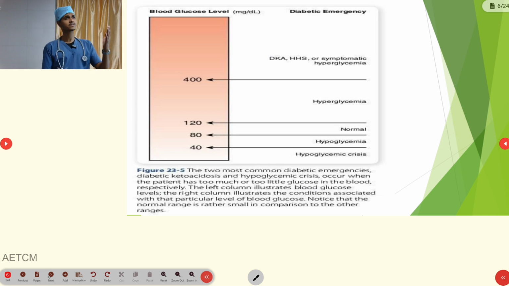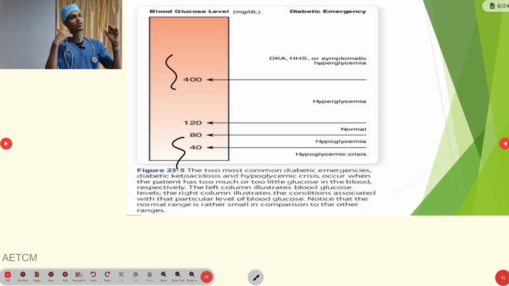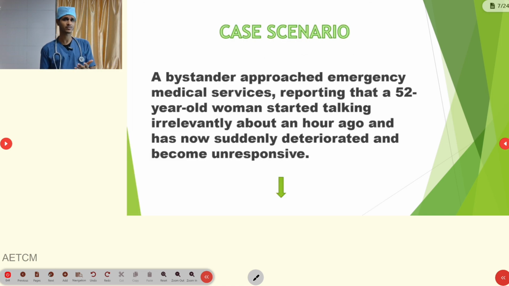And then, this is what we called the diabetic emergency, right? Two entities will be created. First one is hypoglycemia, second one is hyperglycemia. Hypoglycemia, definition-wise, is less than 60. If it is going less than 40, that is a hypoglycemia crisis. If it is going more than 120, you can call it hyperglycemia. Again, with some features we can define whether the person has DKA or HHS, diabetic ketoacidosis or hyperglycemic hyperosmolar syndrome. So that is the idea regarding hyperglycemia.